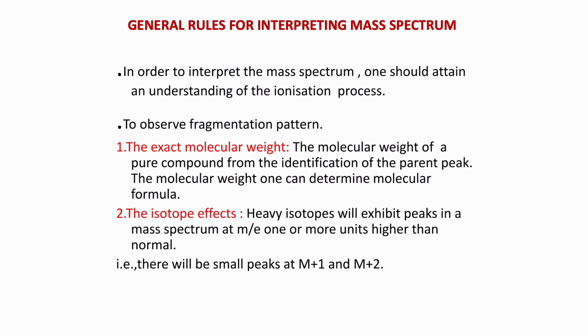Heavy isotopes will exhibit peaks in a mass spectrum at an m by z ratio one or more units higher than the normal. So that indicates that there are isotopes of molecules present. There will be small peaks at m plus 1 and m plus 2. For example, for nitrogen, the molecular weight is 14, but if we see a peak at 15, it means that an isotope of nitrogen is present.